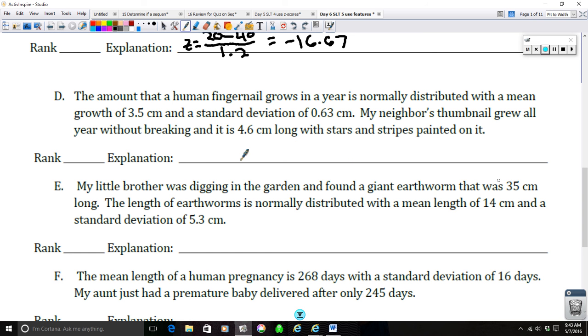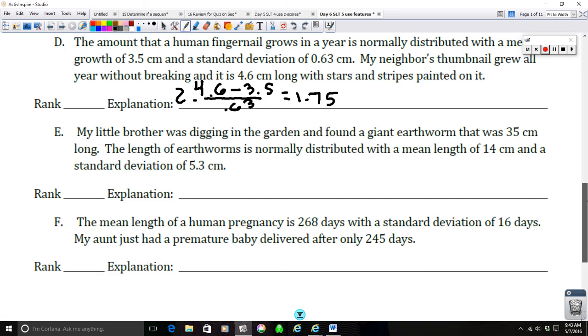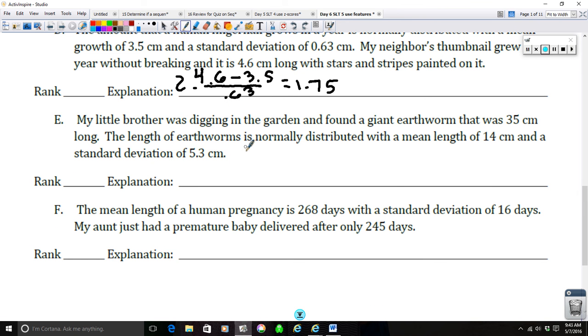Human fingernail growth. A neighbor's thumbnail grew this year without breaking and is 4.6 centimeters long. That's disgusting. But anyway, 4.6 centimeters long. Probably curling under at this point. Mean growth of 3.5, standard deviation of 0.63. So find that z-score. And that z-score is 1.75. So again, compared to the average, it's not really that terribly unusual.